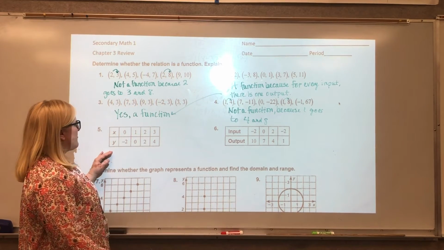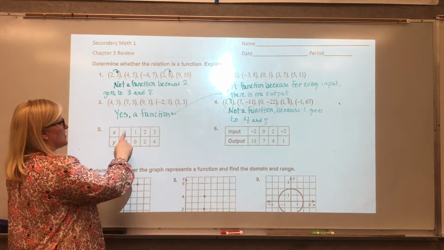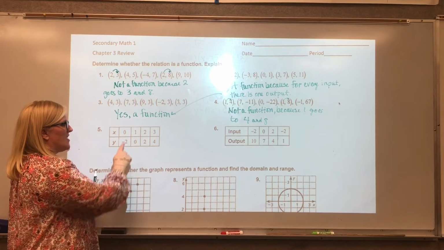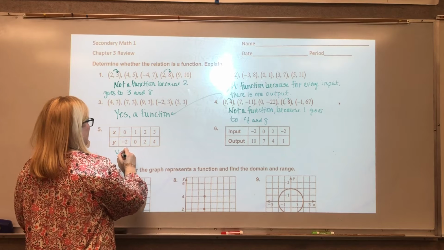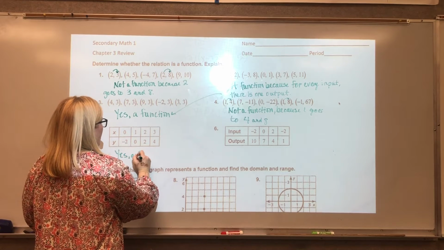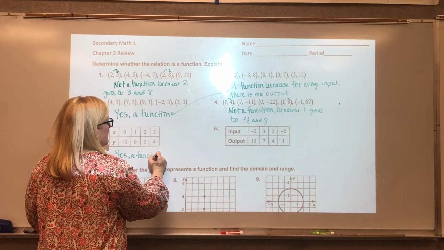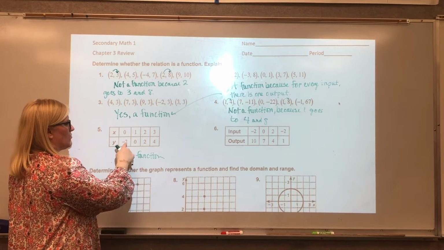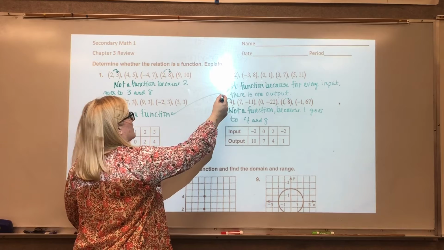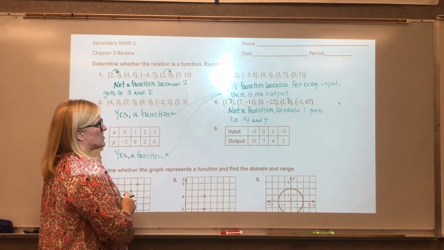All right, number 5. Here we have 0, 1, 2, 3. None of those are repeated, so we're in good shape. So yes, this is a function. And for the same reason, for every input, there is one output. So we could say that for that one also.